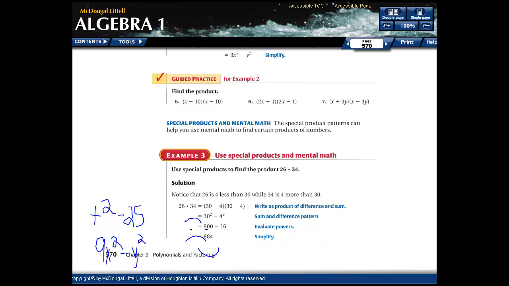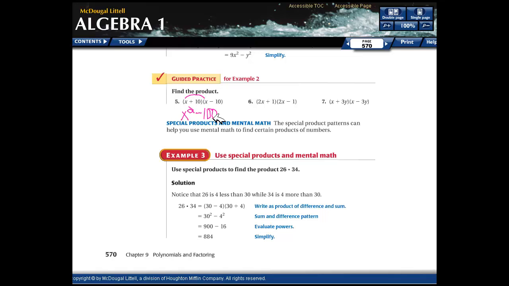All right, so practice on these with 5, 6, and 7. Number 5. They are the same. One's a plus, one's a minus. So first term's x squared, last term's minus 100. First term's 4x squared, last term's minus 1. First terms would be x squared, minus 9y squared. Okay. And that's the bulk of the lesson as far as multiplication of polynomials.